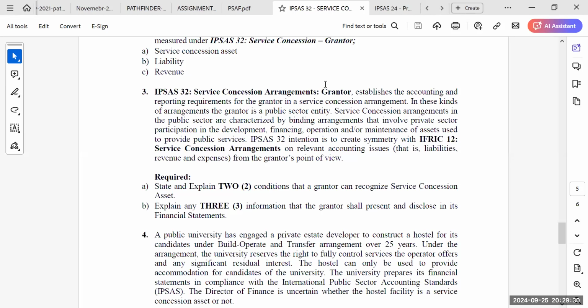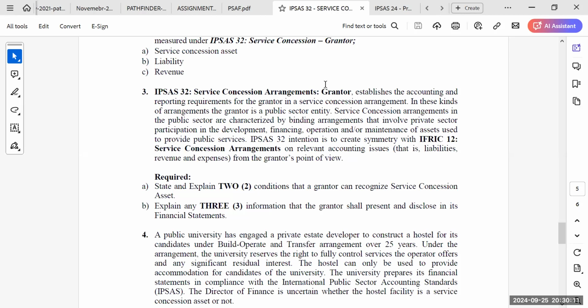The next one is what? Explain three information that the grantor shall present and disclose. We state only one criterion. Okay. When the grantor controls the asset through beneficial entitlement, ownership, etc., or a significant residual value in the asset. Please, that one there, you can see that the accounting for IPSAS 32, there's not plenty of things over there. So if you have a question over there, you should not even give any chance to lose the mark there. At least you have to grab all of them. Okay. Just the third one.